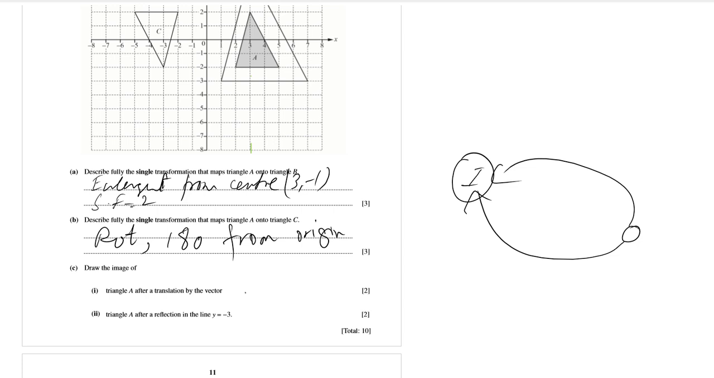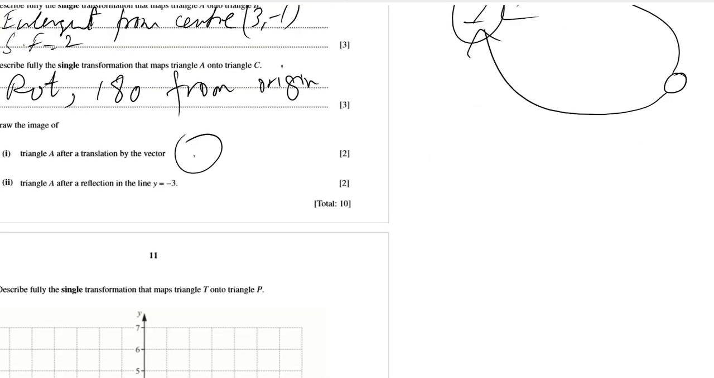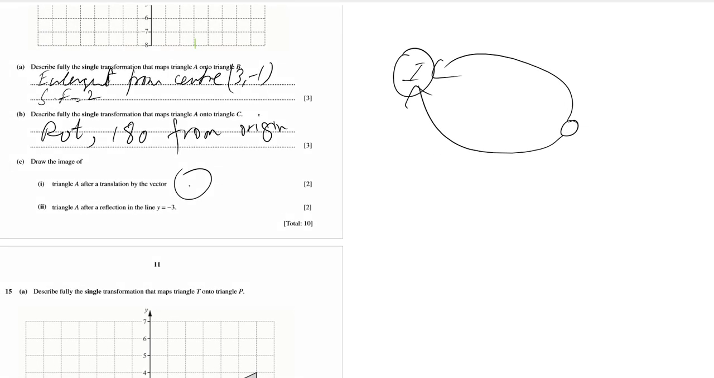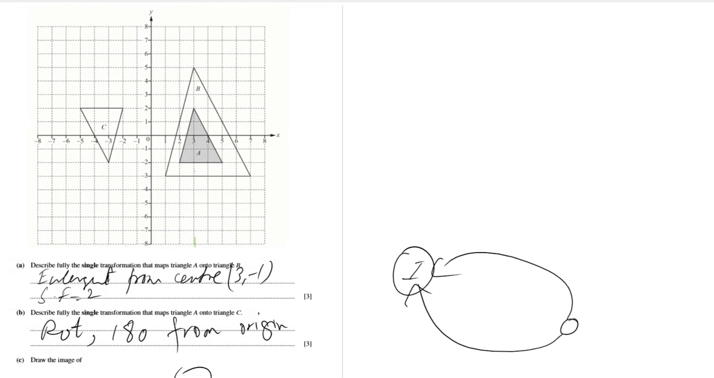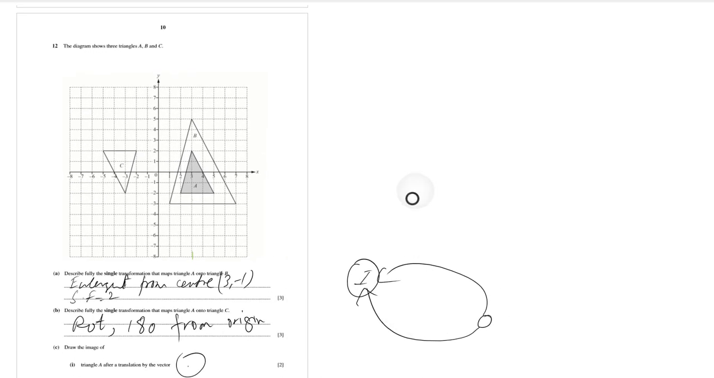Draw image A by translation vector. Nothing over here. Good luck for you guys. Triangle A after reflection in the line y minus 3. A and line y minus 3.